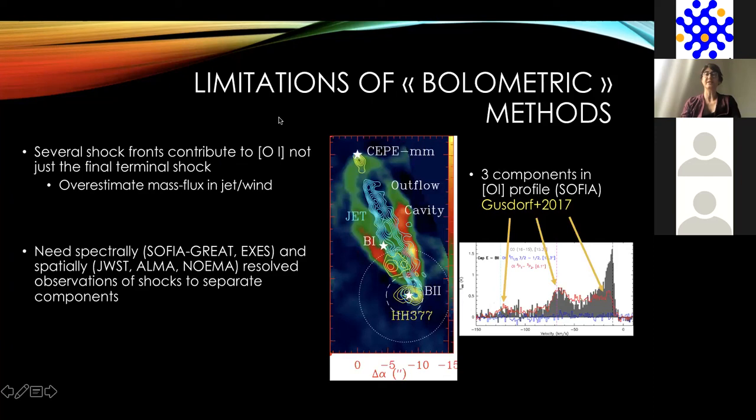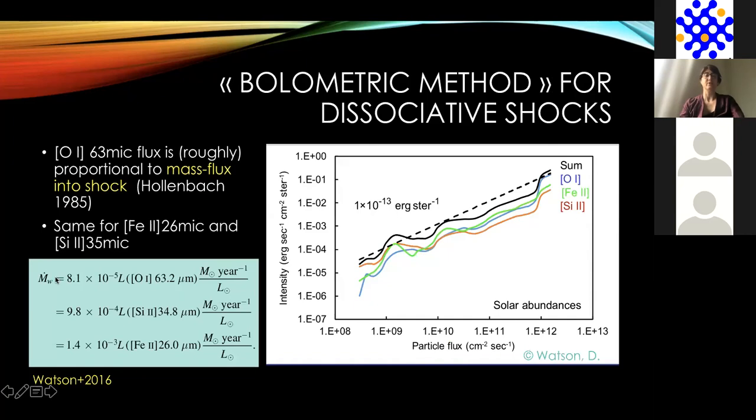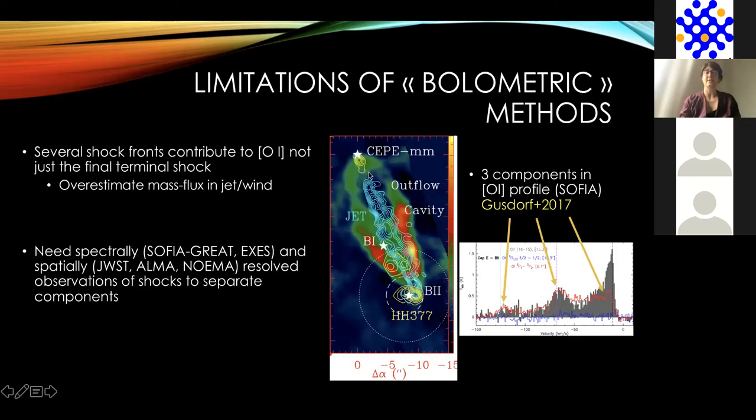But there are limitations with this bolometric method for O1. And the limitation is that actually several shock fronts contribute to O1. When they do M dot wind, so the mass flux of the wind, they assume that we are just looking at this reverse shock where the wind is stopped. And so what we measure is essentially the mass flux into the wind. But in reality, there are shocks all along the jet until the terminal shock. You can see that in the O1 profile obtained by Sophia, by Antoine Gusdorf, there are several velocity components at different velocities. And so the total luminosity here is not just the terminal shock, which should be at low velocities.